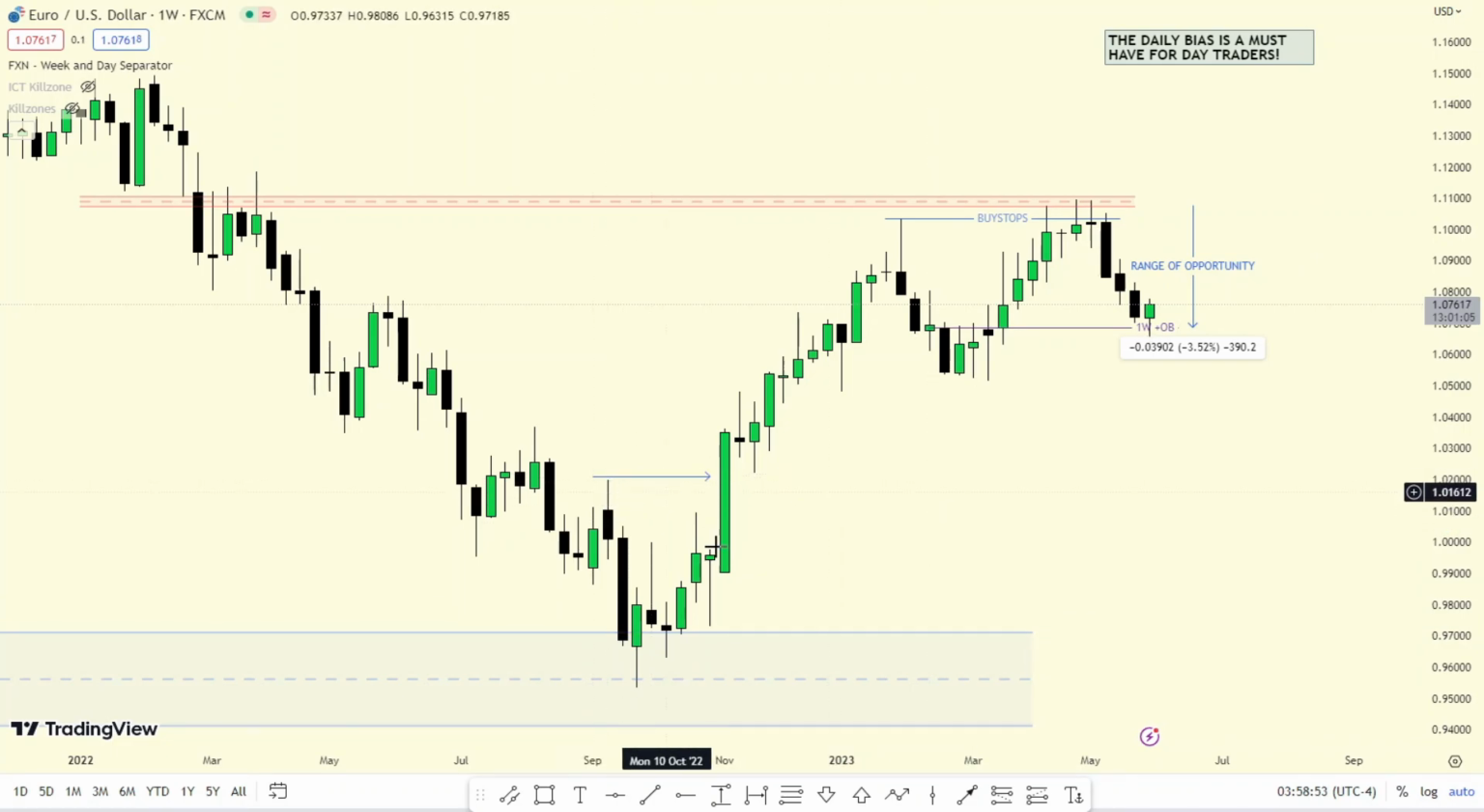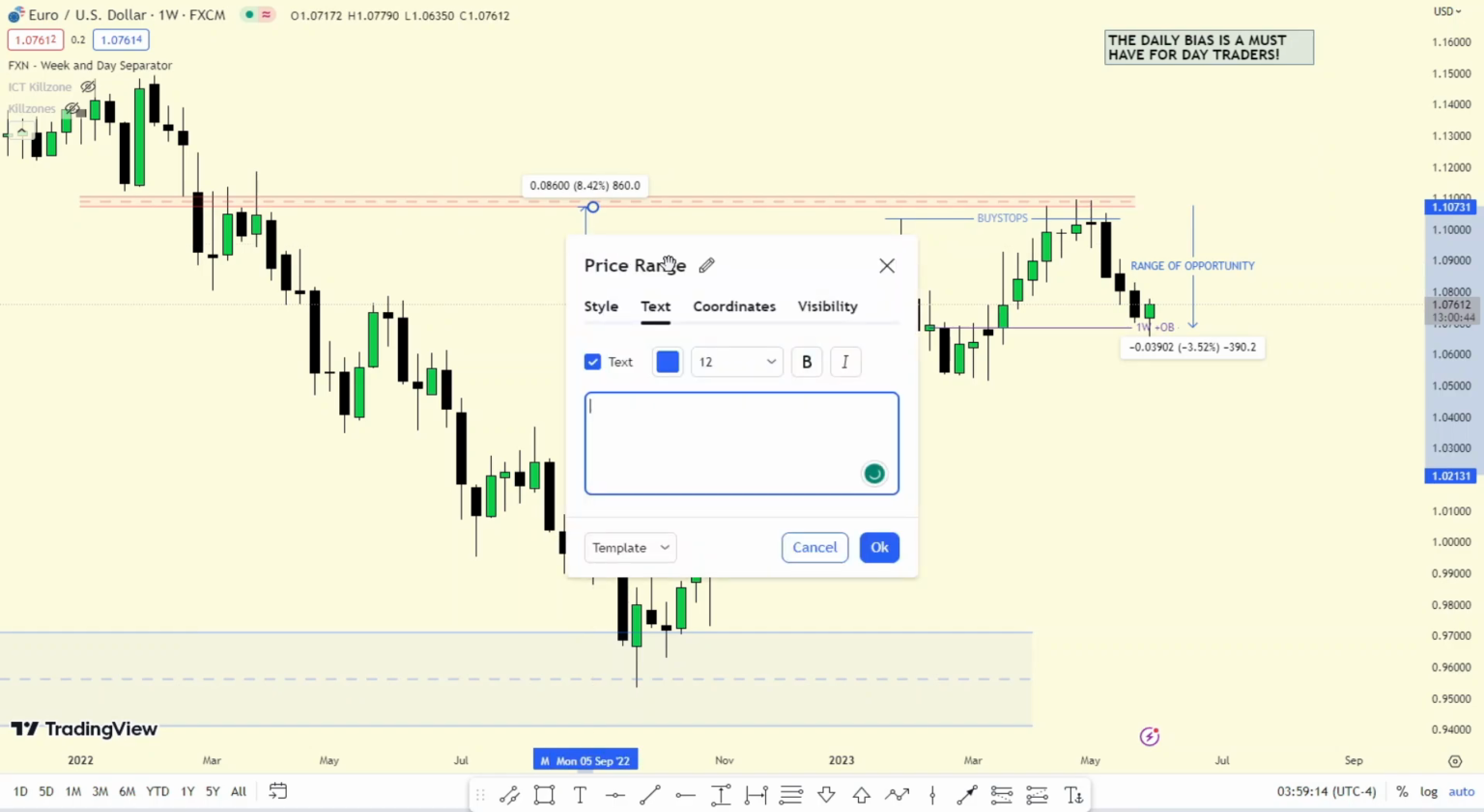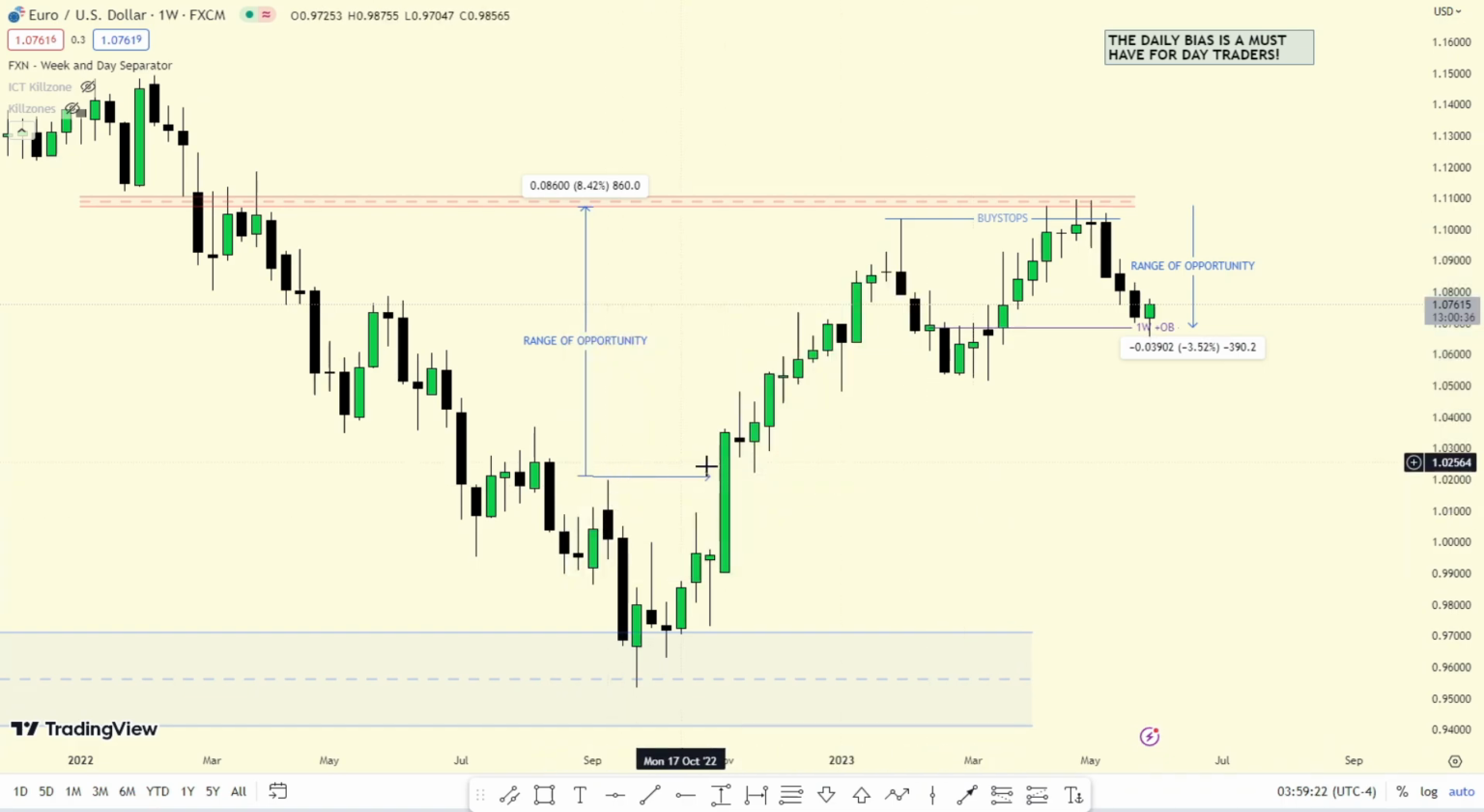Once this high was taken out aggressively like this, then you know that this market wants to seek buy side, and that buy side was our potential draw on liquidity. So the draw on liquidity, or the range of opportunity, was essentially that until we hit that objective. 860 pips was the range of opportunity. Once we took out this high and confirmed a break in structure, anything going lower is simply a buy. It's simply coming down so that it can continue higher.